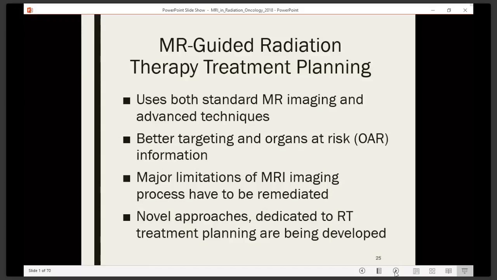However, there are major limitations. Some relate to those artifacts I talked about that have to be dealt with before we can do it. And in the long run, and what's going on right now, is people are developing novel approaches that are protocols specifically dedicated for radiation therapy to acquire MRI images that are compatible with those.